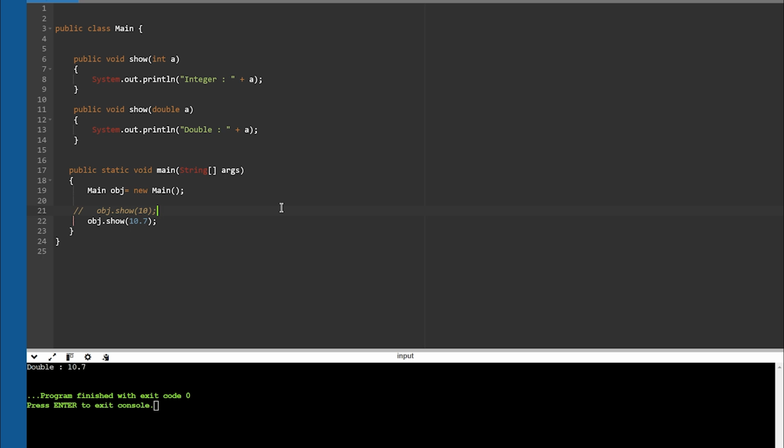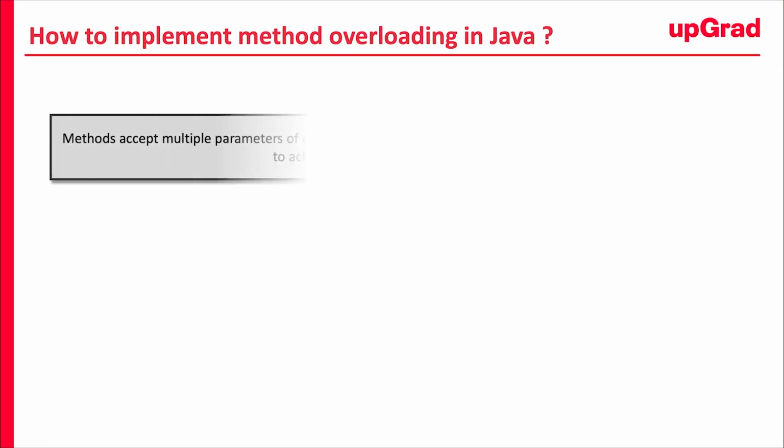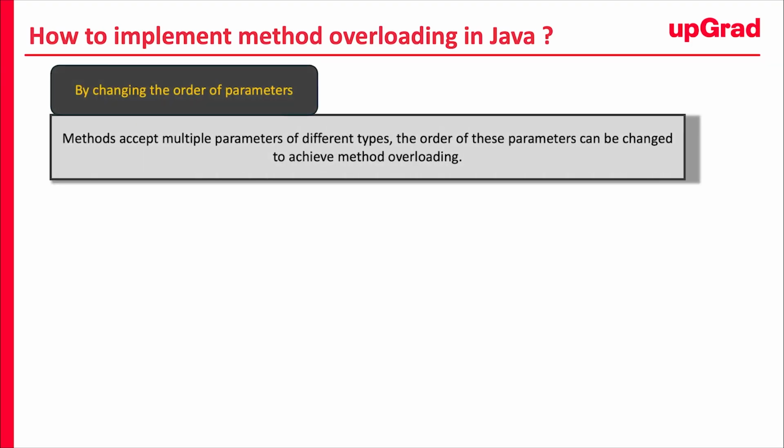Now moving on to the next part, which is by changing the order of parameters. All right, now third is method overloading by changing the order of parameters. We have already discussed changing the number of parameters and changing the data type of parameters. So this is the third one. Now, if the method accepts multiple parameters of different types, the order of these parameters can be changed to achieve method overloading. In this particular case, we will not change the number of parameters, we will not change the data type of parameters, but only the order of parameters.